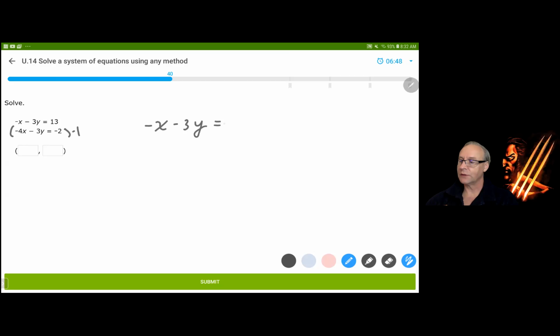Now, there's a reason why I chose to multiply my bottom equation by negative 1. What that's going to give me is positive 4x. Notice I multiplied the negative 1 times the negative 4x. Then I multiply the negative 1 times the negative 3y, which gives me plus 3y, and times the negative 2. Don't forget, you have to multiply all the terms. Gives me 2. Now look what happens.